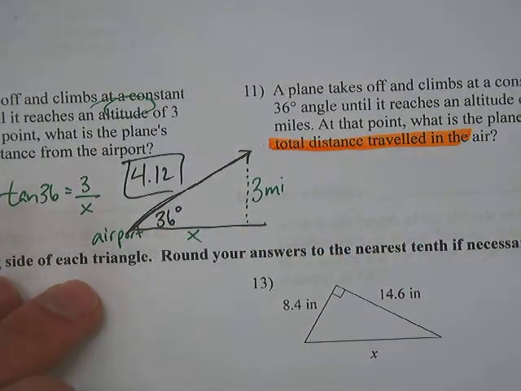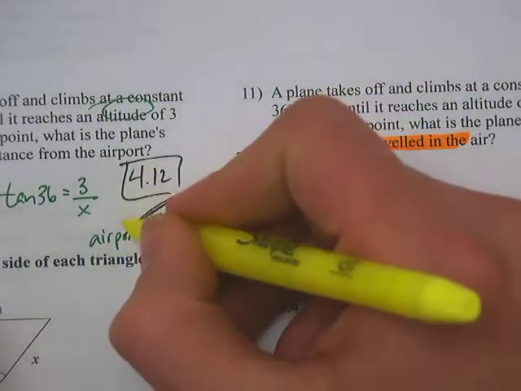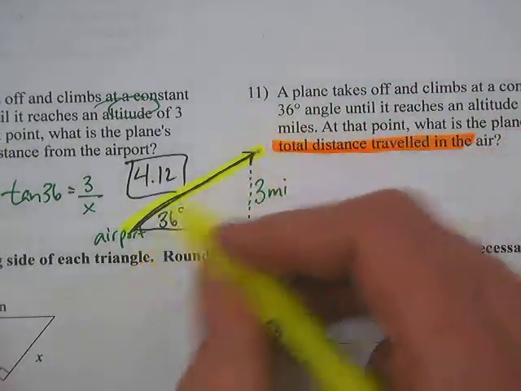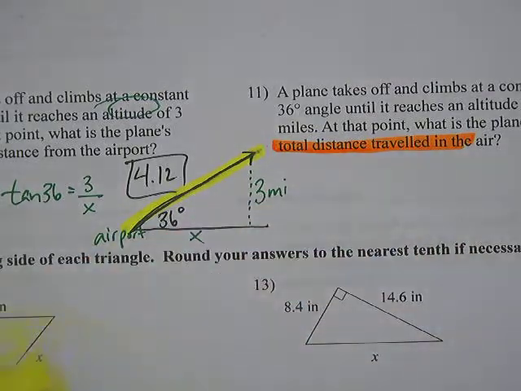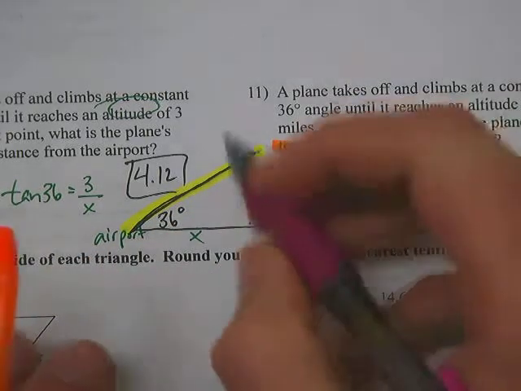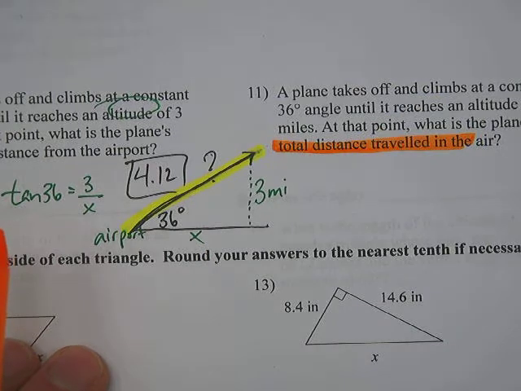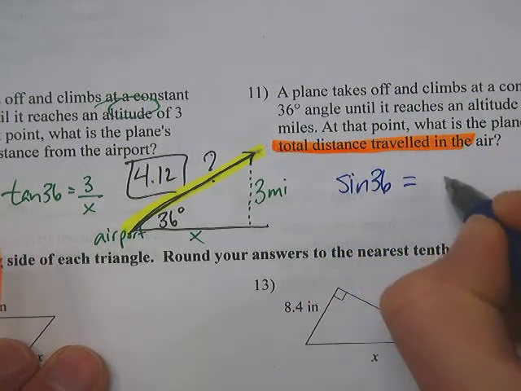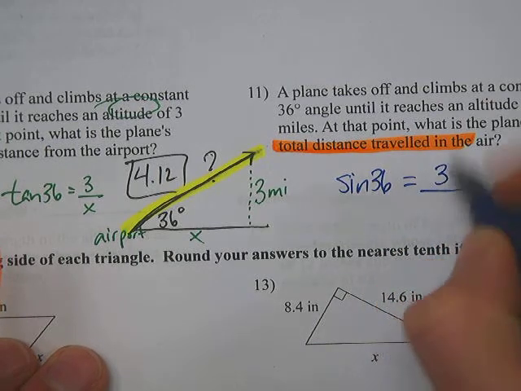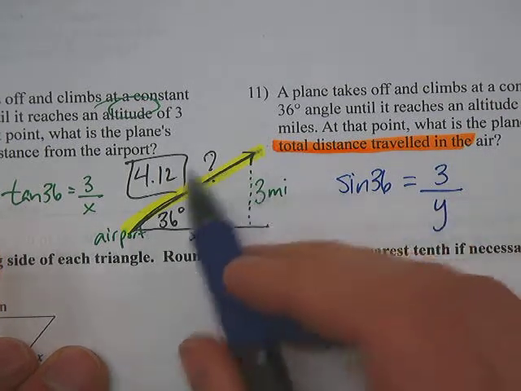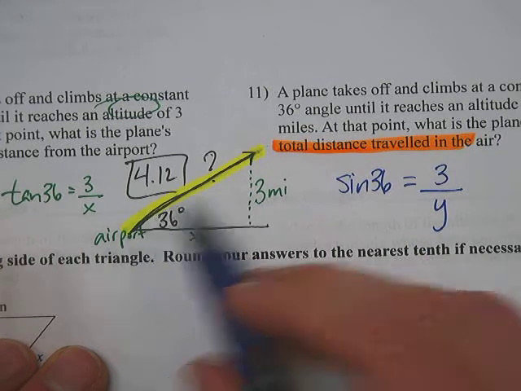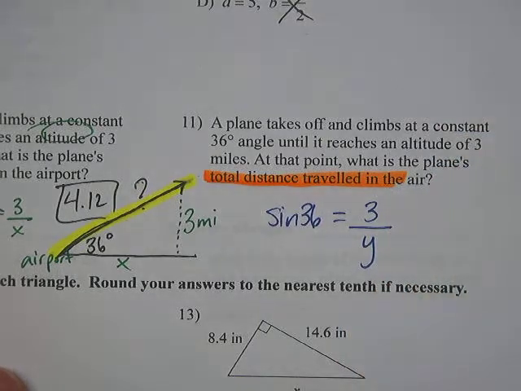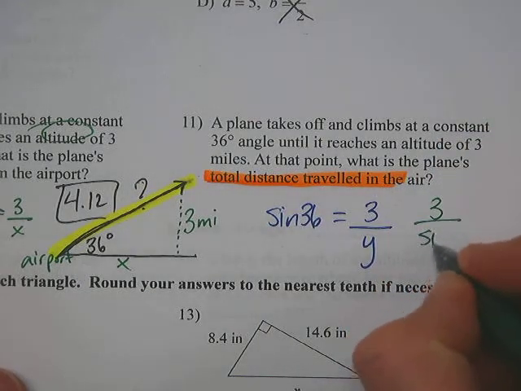distance. Okay, let's look at this one. Same problem, but now what is the plane's total distance traveled in the air? Well, in this case, you could use Pythagorean theorem, but I'm just going to use trig. Because now what I'm looking for is this distance right here. When he's 3 miles above the ground, how far has he traveled in the air? That's what it's asking.